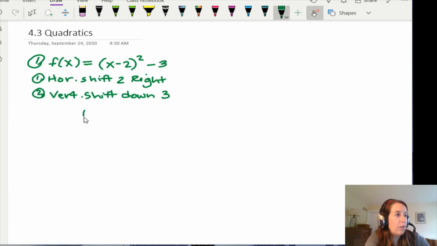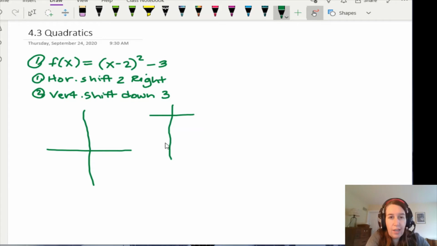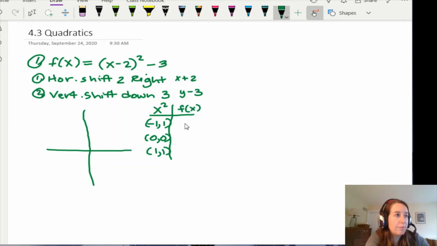All right, so if we're going to graph that, we are going to take all of our regular standard points, and you can do this in a table just like we did before. The standard graph is x squared, so those points are negative 1, 1, 0, 0, and 1, 1. And we're going to transform them by going 2 to the right, so that would be x plus 2, and shifting down 3, so that would be the y minus 3.